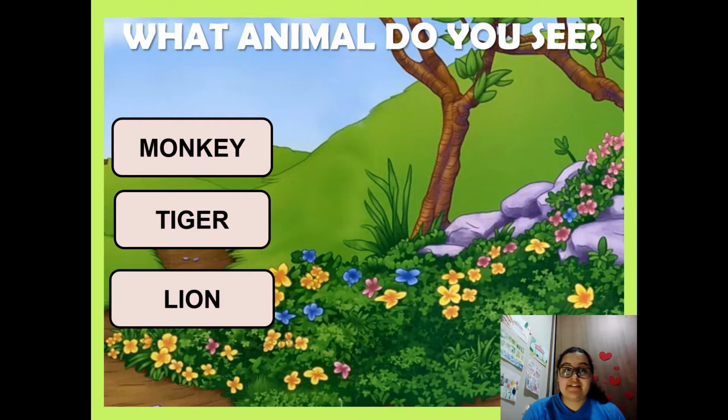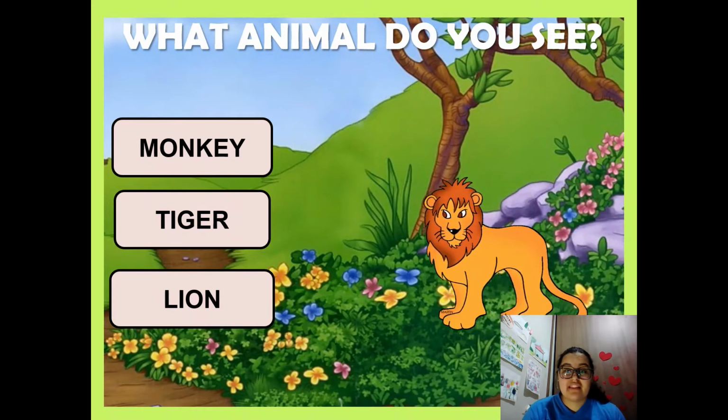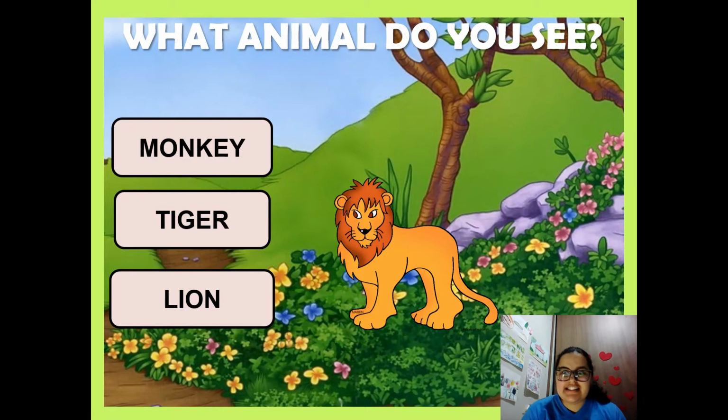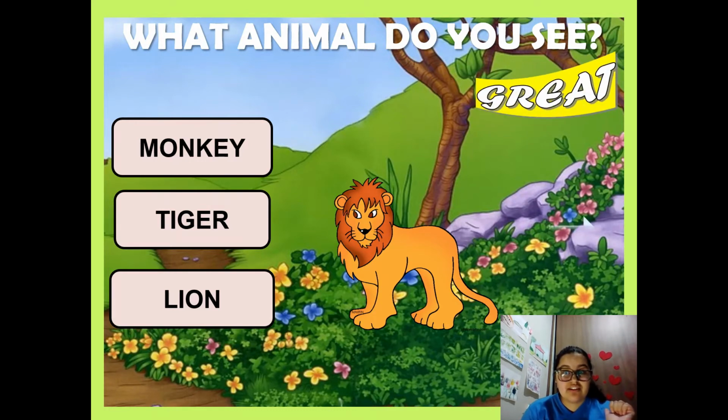What animal do you see? What is this animal? A monkey? A tiger? Or a lion? Think about it, guys. A monkey? Oh, a lion. So let's go. A lion? 1, 2, 3. Lion. Yes, guys, it's a lion. One more.